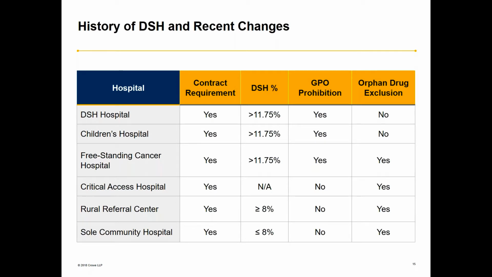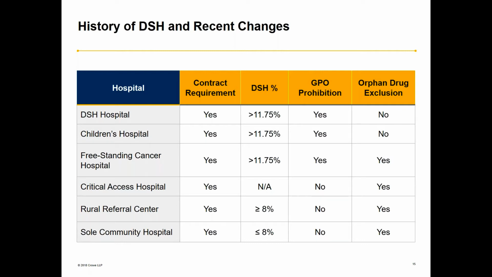Now, you'll see in that third column, the DSH percentage, and for the top three there, it's 11.75%. I want to make sure that you understand that this number is different than that 15% I was talking about earlier that you need to qualify for DSH. The 15% is what you need to qualify for DSH payments. This 11.75% is what, after it goes through the DSH calculation, needs to come out as your allowable DSH percentage.